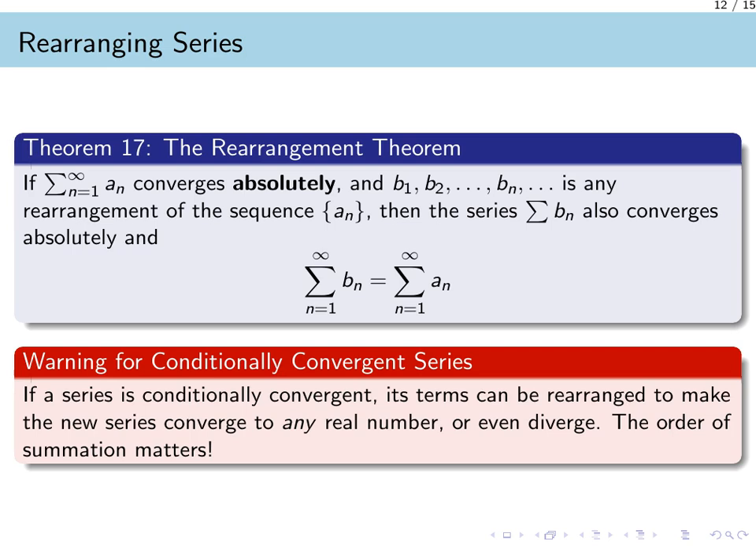However, the warning here is critical. This guarantee completely breaks down for conditionally convergent series. If a series converges, but not absolutely, then rearranging its terms can change the sum. In fact, you can reorder the terms of a conditionally convergent series to make the new sum equal any real number you can think of, or even make the series diverge. The essential result is that for absolutely convergent series, the order of summation does not matter, but for conditionally convergent series, the order is a fixed part of the series.